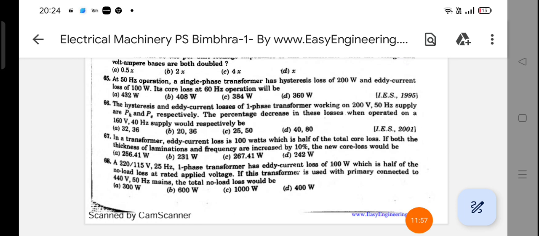From the given options, which option is correct? 65th question, C is correct. Next, 66th question is already solved, same as the previous question. That is B is correct.